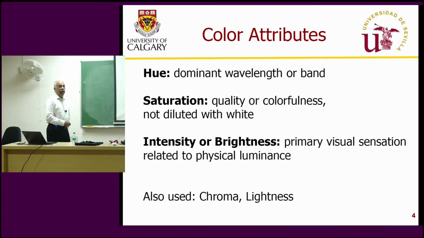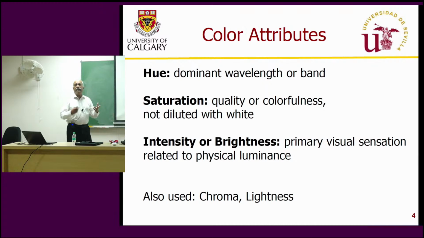What are the important color attributes? The most important is hue, that is the dominant wavelength or band in the spectrum. So we're not talking about one frequency, but a band. Saturation, what is the quality or colorfulness of that color? Is that pure red, or is it diluted with white, sort of rose pink and light pink and so on? Intensity or brightness, but that is not color. So these are the chromatic components, or chrominance components, and this is just the non-chromatic, or just the intensity part.